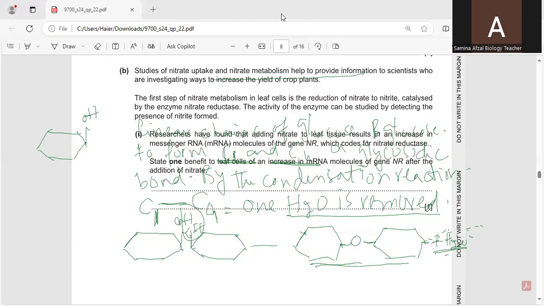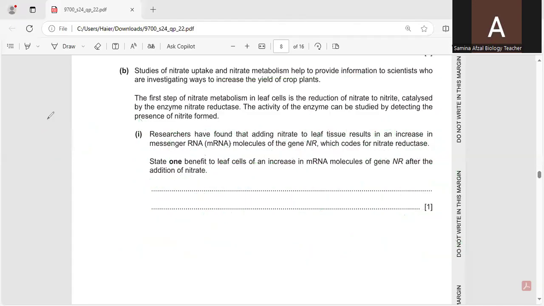Now, next question is that studies of nitrate uptake and metabolism help to provide information to scientists who are investigating ways to increase the yield of crop plants. The first step of nitrate metabolism in leaf cells is the reduction of nitrate to nitrite, catalyzed by the enzyme nitrate reductase. The activity of the enzyme can be studied by detecting the presence of nitrite formed. So we can say that if the nitrite ions are formed, it will show that the enzyme is working well.